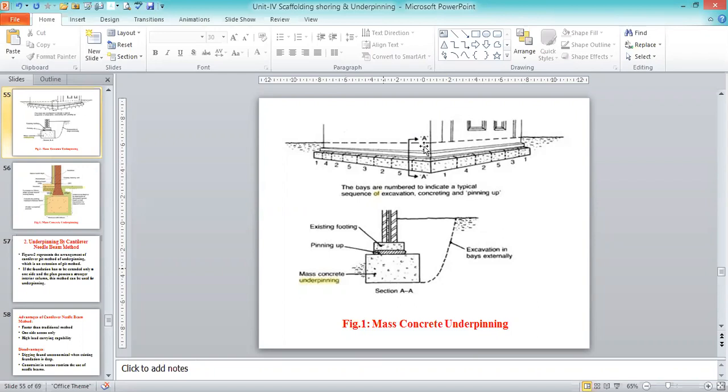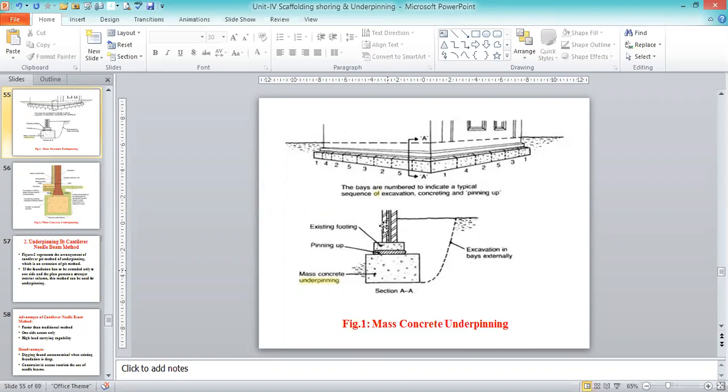Here this is the sectional elevation. We can see this is the existing one. Then the footing is going to be provided below. This is going to be called a joint. This pinning up is going to provide the joint, extending our mass concrete underpinning. This is how we go for enhancement of your foundation treatment by using the mass concrete underpinning.